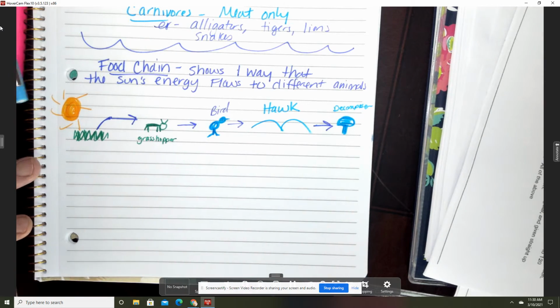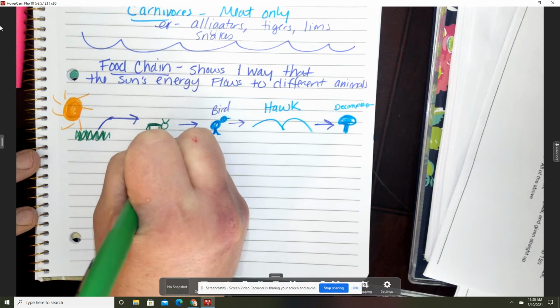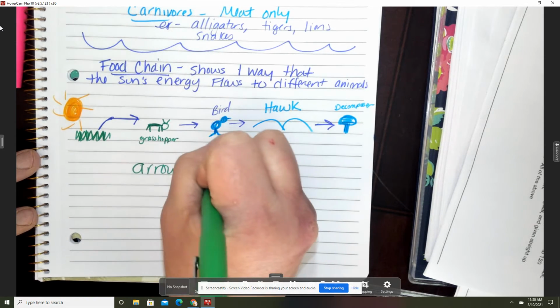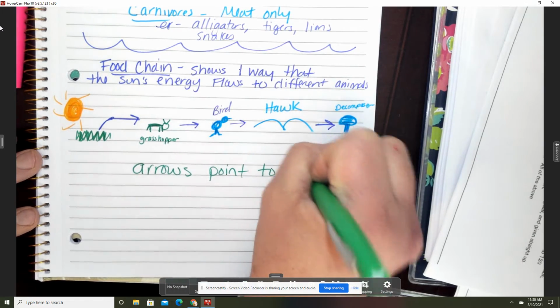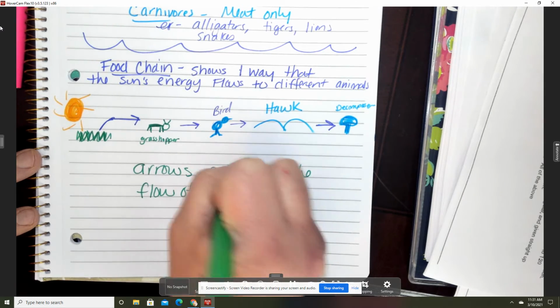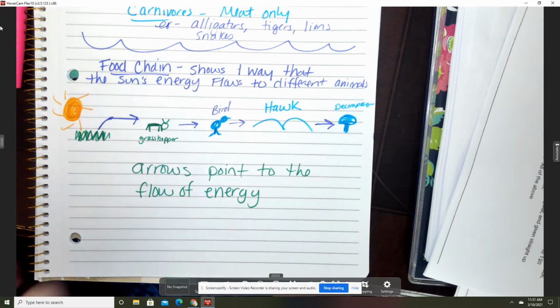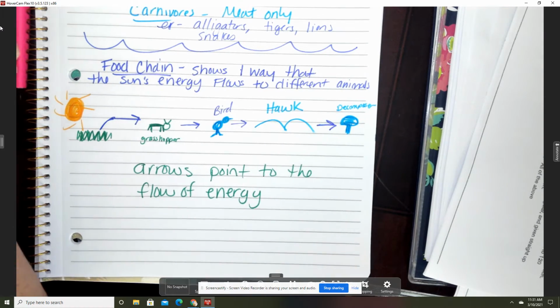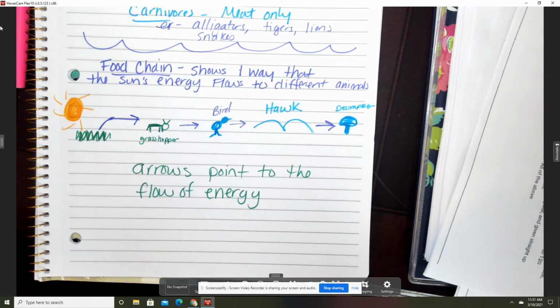Now, the one thing I really want you to pay attention to is that the arrows point to the flow of energy. It doesn't flow to what eats what, right? So the grasshopper does not eat the bird. The bird does not eat the hawk. It shows that the sun's energy goes from the grasshopper to the bird to the hawk to the decomposer.